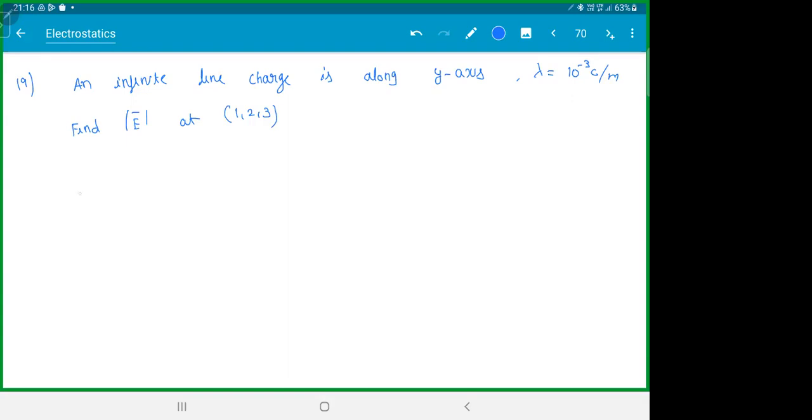Forgot, yeah? Tell me one thing. For the formula E is equal to 2kλ by d, what is d here? What is d? Perpendicular distance from the charge, right? It's a perpendicular distance from the line. How to find perpendicular distance from the line?